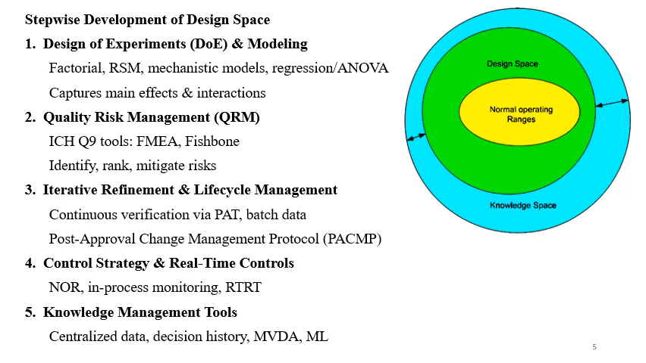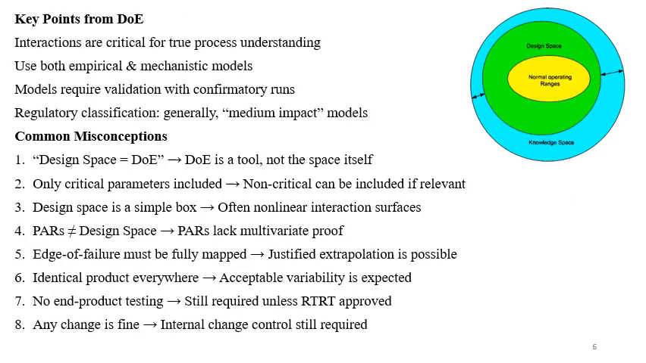Then control strategy and real time controls. So normal operating ranges are to be given. In process monitoring should be there and real time testing will be there. Knowledge management tools like centralized data, decision history, and some others like nowadays machine learning is there. This is the stepwise development for the design space.